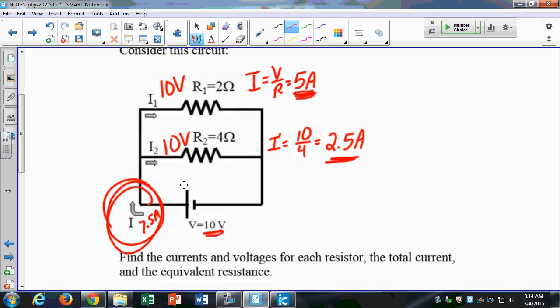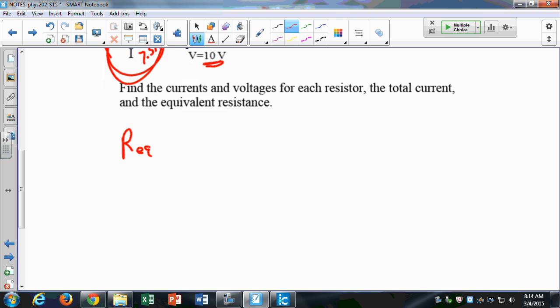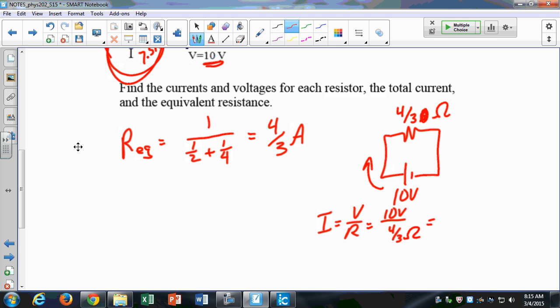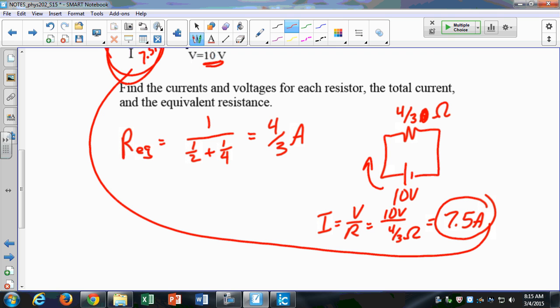There is another way to find the total current, and that's by finding the equivalent resistance. The equivalent resistance is 1 over (1/2 plus 1/4), wasn't it? With 2 and 4, that's 4/3 ohms. All right, so I can redraw the circuit. That's just one resistor, 4/3 ohms, with a 10-volt battery. And then this current, I, is equal to V over R. That's 10 volts over 4/3 ohms, which is 30 over 4, which is 7.5. So notice this is the same as what we found here, 7.5. Just found in a different way.